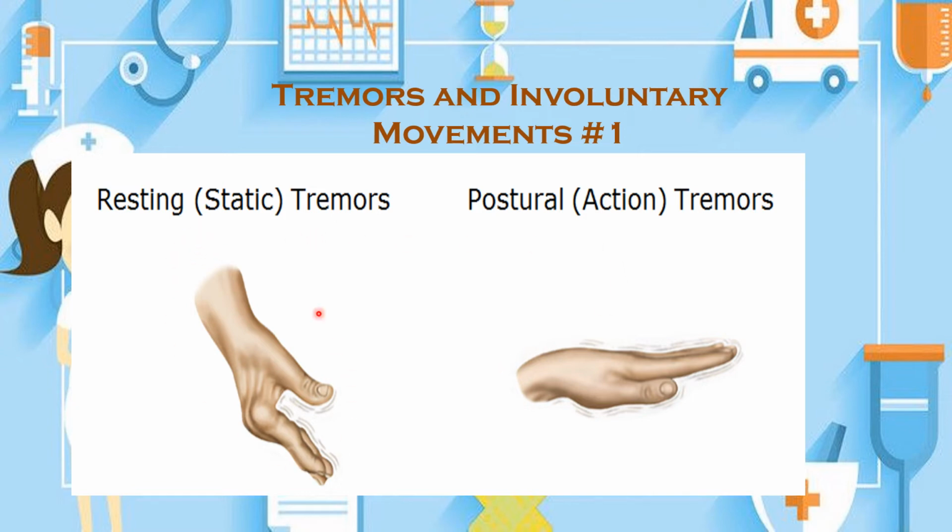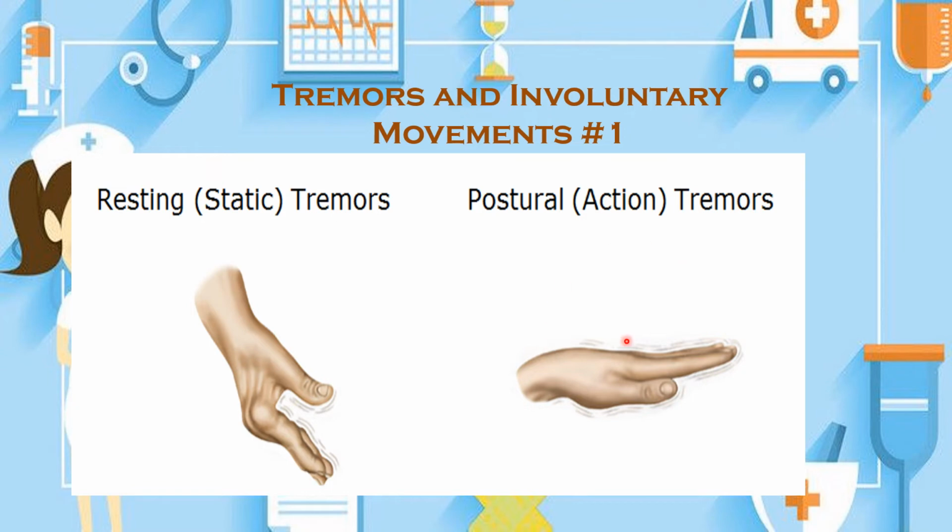So we have here resting or static tremors that are most prominent at rest and may decrease or disappear with voluntary movement. So this is common, okay, relatively slow, fine, pill rolling tremor of Parkinsonism. So another one here is the postural tremors.